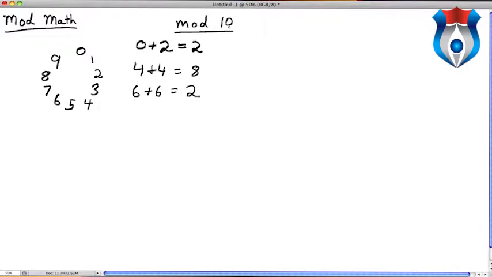So addition is pretty simple. Multiplication is the same way. Multiplication means the same as it does before, which is if you have 2 times 2, that's the same as adding 2 to itself twice. So that's 4. And where it gets interesting is where we have something like 3 times 6. So 3 times 6 is adding 6 to itself 3 times, or 3 to itself 6 times.